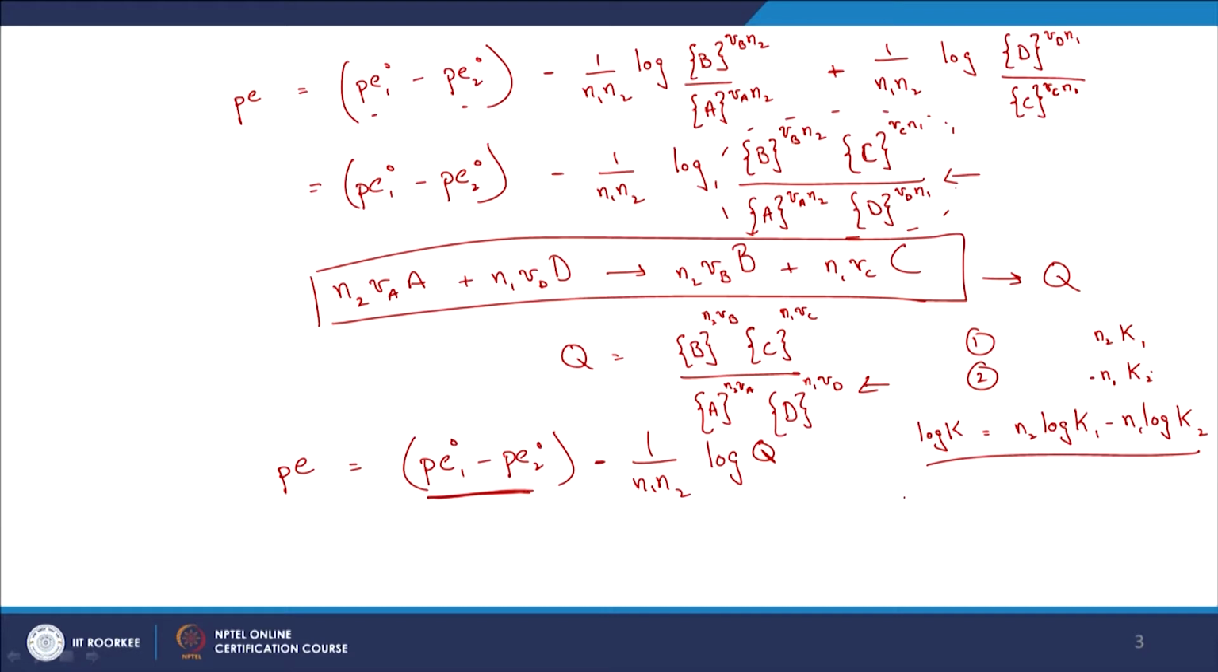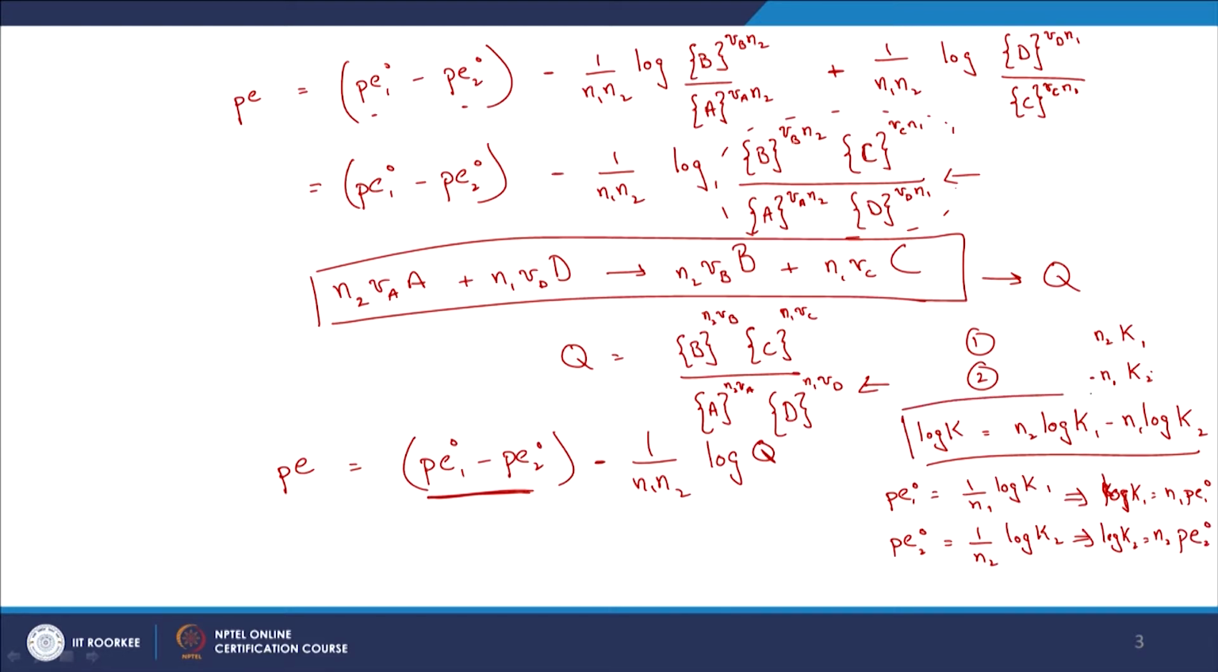From here, I know that PE1 naught is equal to 1 by N1 log K1, and I know that PE2 naught is equal to 1 by N2 log K2. This is something that I know, and obviously what does that mean? That means log K1 is equal to N1 times PE1 naught and log K2 is equal to N2 times PE2 naught. So, what does this transform into? This particular equation, how would that transform?